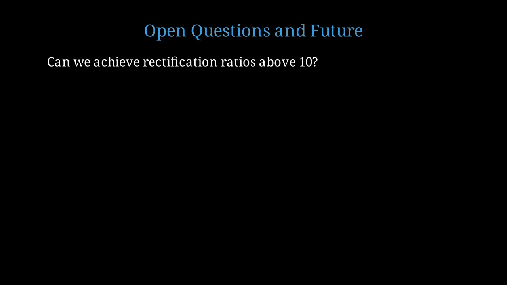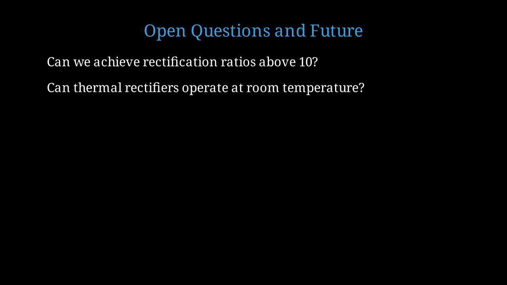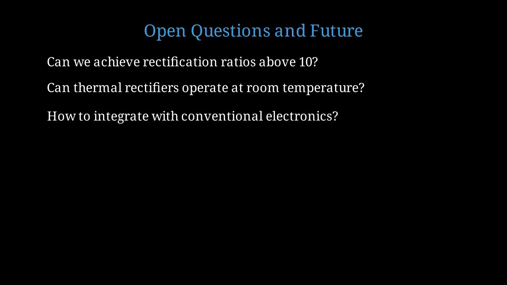What are the remaining open questions in this field? Can we design structures that achieve rectification ratios above 10, approaching the performance of electrical diodes? Can we create thermal rectifiers that work efficiently at room temperature with small temperature differences? How do we integrate thermal rectifiers with conventional CMOS electronics manufacturing? The ultimate question: can we create thermal transistors with gain, where a small thermal input controls a larger thermal output?